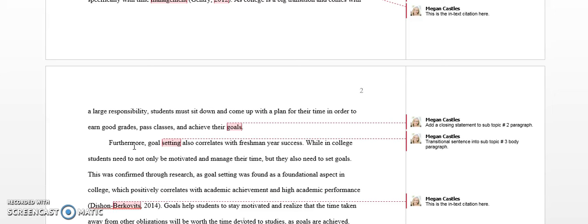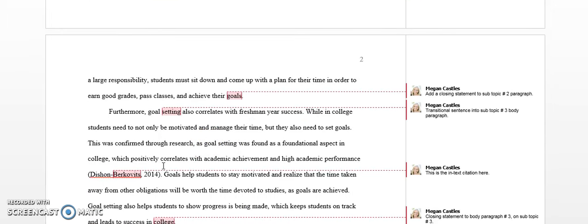So while in college, students need to not only be motivated and manage their time, but they also need to set goals. This was confirmed through research, as goal setting was found as a foundational aspect in college, which positively correlates with academic achievement and high academic performance. So here is where I have my paraphrased information, and again, I have an in-text citation to support. And this specifically relates to goal setting, which is my third subtopic. So I have information to support here.